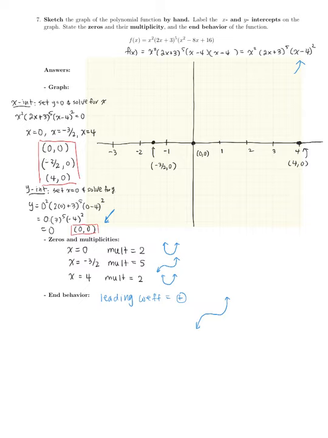Okay, so let's go in order. x equals negative 3 over 2, multiplicity is 5. So your graph is going to behave something like this at that point. Let me just draw this. Kind of like that. Okay, that mimics the 5th degree polynomial. All right, and then what? The tail end is going to go towards this way.